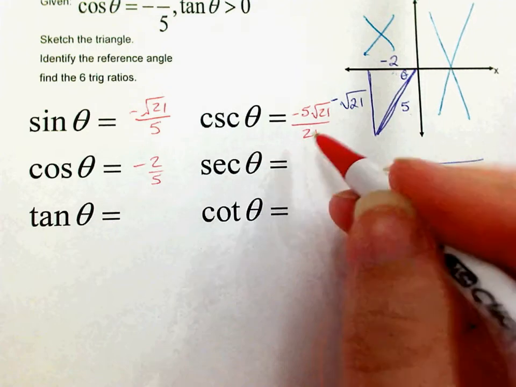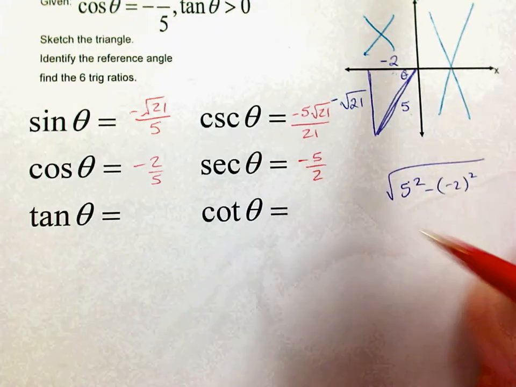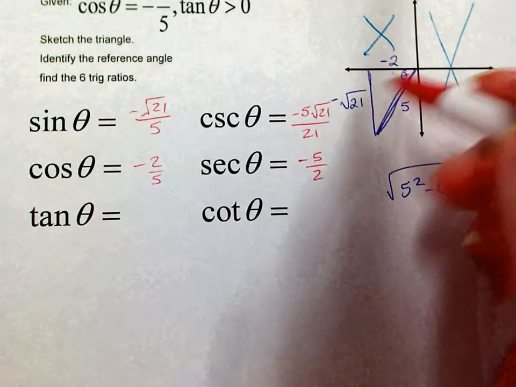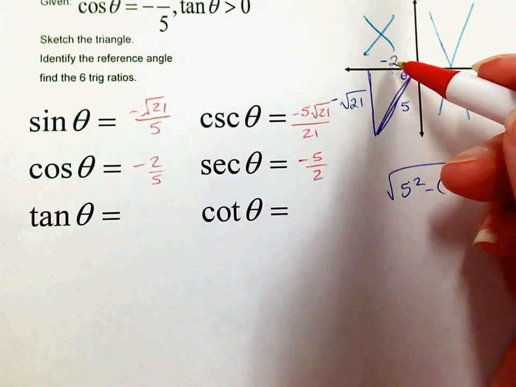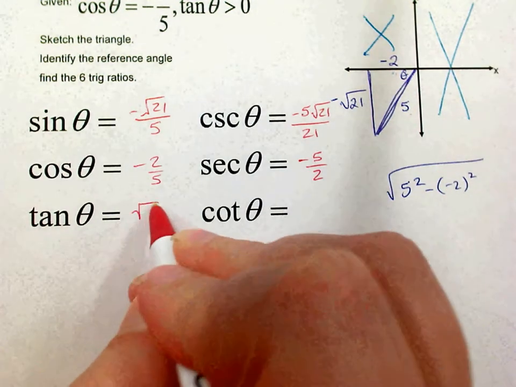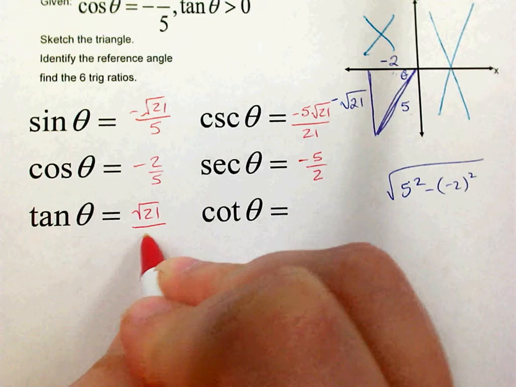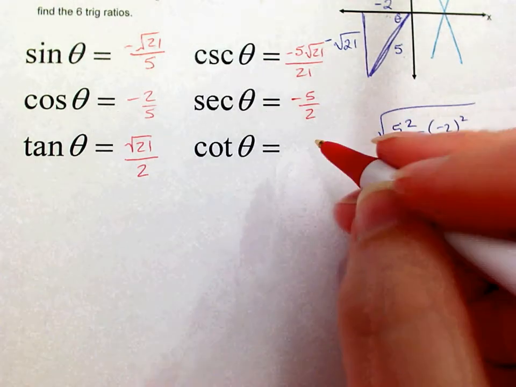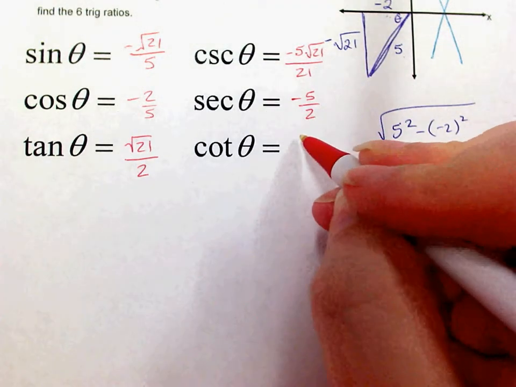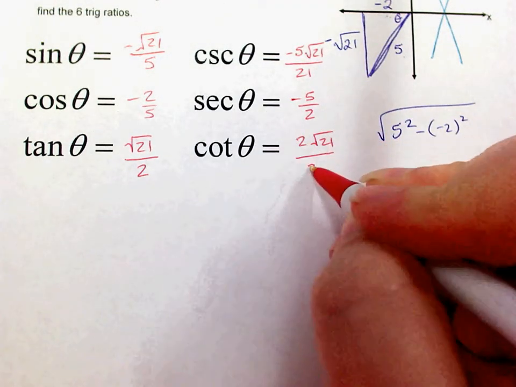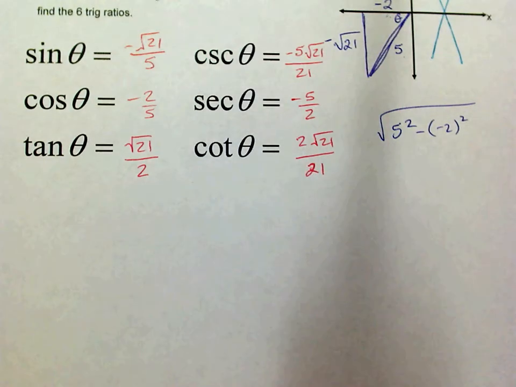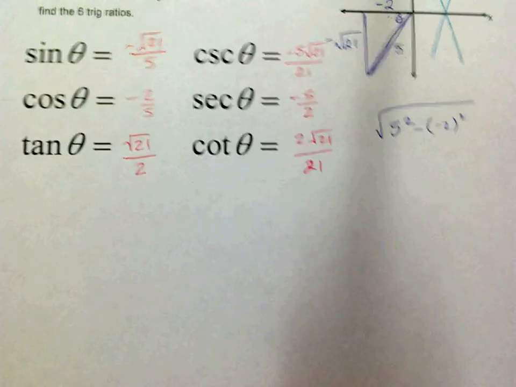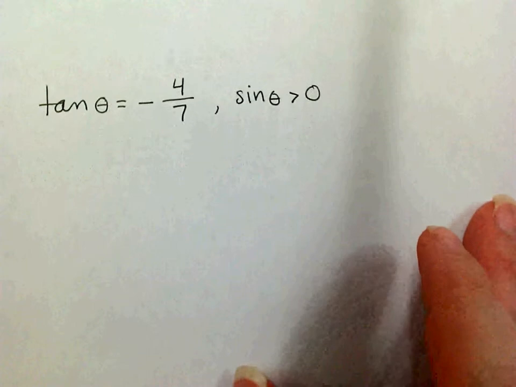Good. Okay, tangent is opposite over adjacent, which makes it what? Well, negative divided by negative is? Positive. Okay, so then cotangent is? And there we go. Okay, one more and then we'll be done. Tangent is negative 4/7, sine is greater than 0.